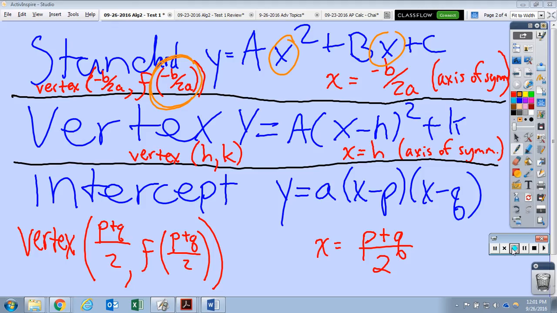I'm going to go ahead and erase the form. What was your question? The f, what is that for? That's like, if this were f of x, it's saying f of whatever negative b over 2a is. Whatever that is, that's the y-coordinate.